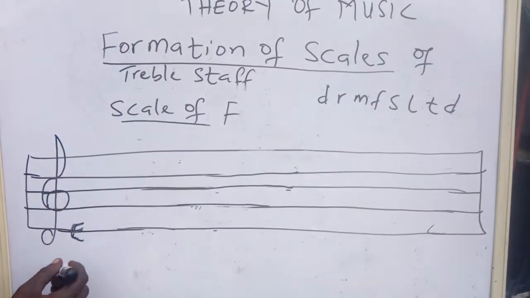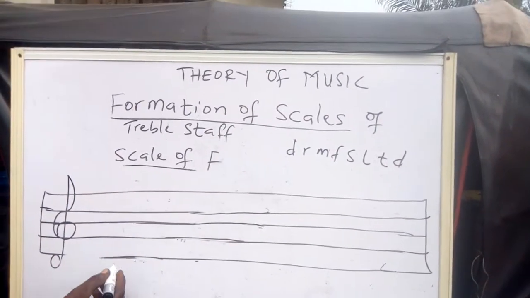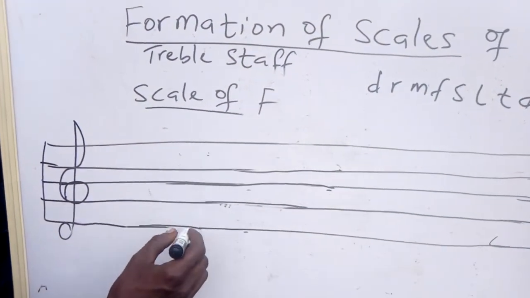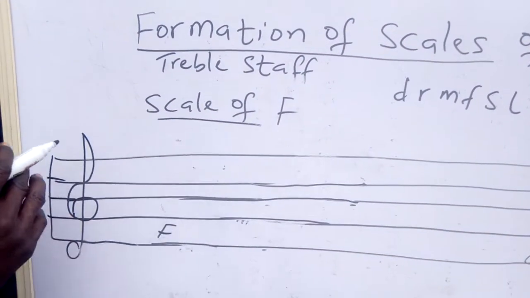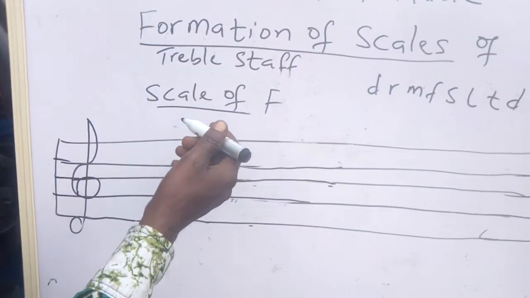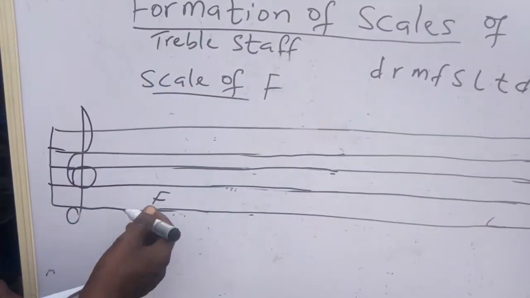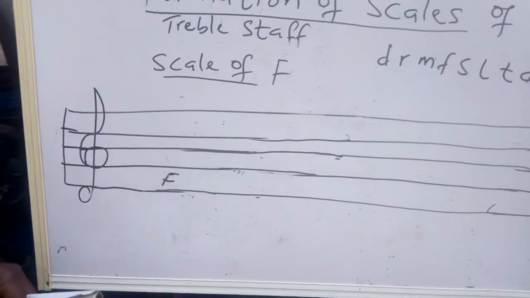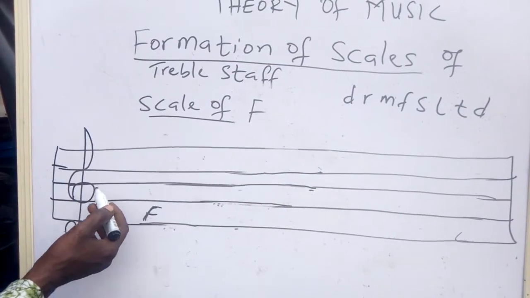The staff, sorry, the staff. Sorry, we have done that of E. Please make sure you watch that of E over and over again. You have your F, the space. Please go back to the former lesson where I taught you the names of lines and spaces of the treble staff.